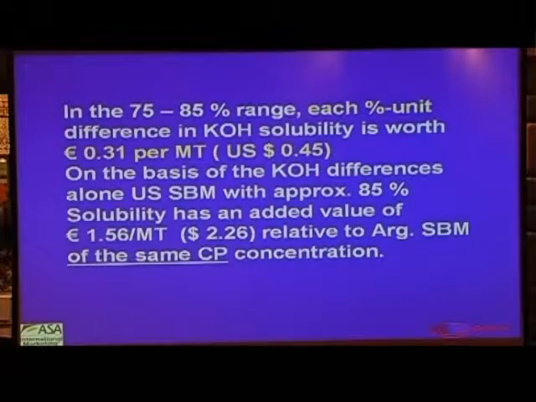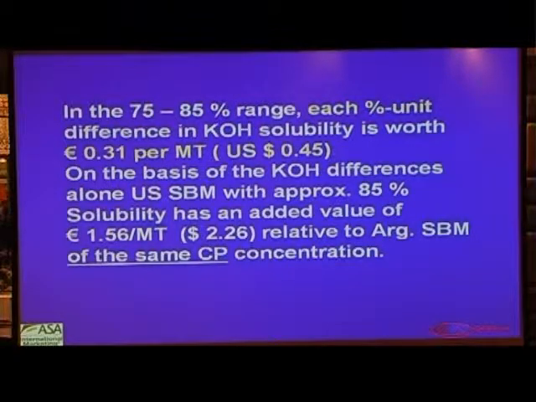In the 75 to 85% range, where you find most soybean meal, each percentage unit difference in KOH solubility under these particular conditions, and I have to stress that, is worth about 45 US dollar cents. And on the basis of the KOH difference alone in US soybean meal, which has approximately 85%, an added value of $1.56 or €1.56, $2.26 relative to Argentinian soybean meal, because that is the two soybean meals that are used in this example.